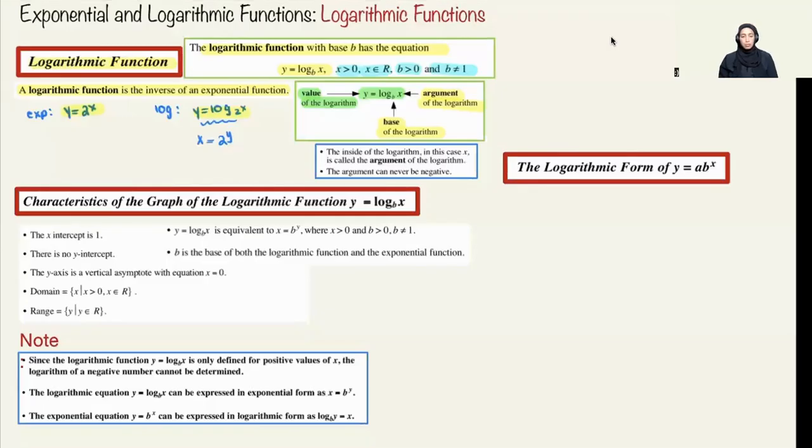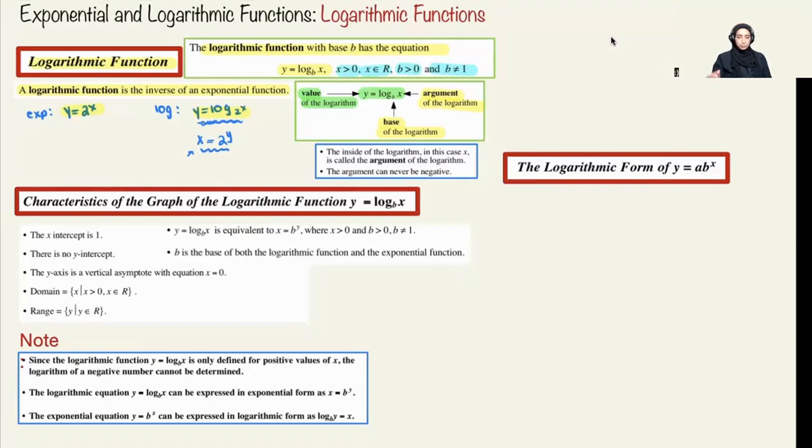And so in general, we write y is equal to log base b of x, instead of saying x is equal to 2 to the power of y. Why is that? Because we never represent a function in terms of x is equal to something. And so if it is represented as x is equal to something, then I need to isolate and solve for y, which ends up giving me this y is equal to log base 2 of x.